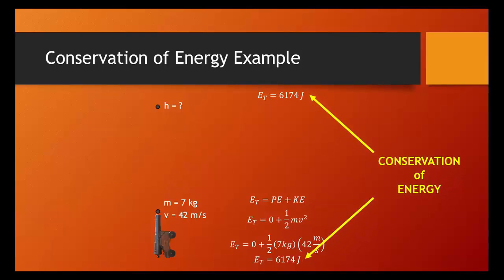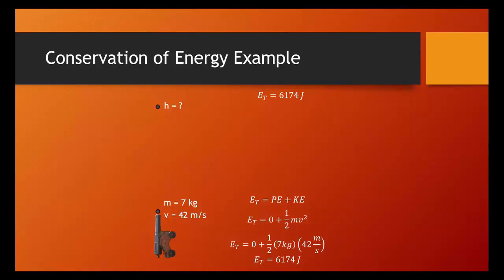The total energy of the cannonball remains constant. If it was 6,174 joules when it was fired, it's always going to be 6,174 joules. In the beginning, all of that energy was in the form of kinetic. Well, how much kinetic energy do we have now? I hope you remember that at the highest point, the velocity is 0. This means we have no kinetic energy.